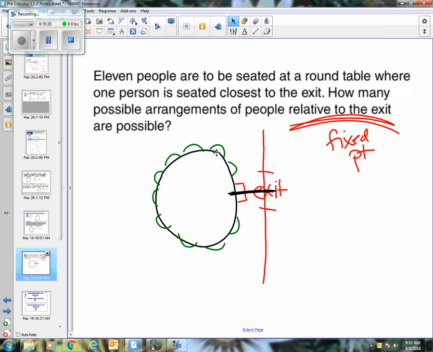So with respect to the exit, think of that like your fixed point, like your clasp on a bracelet. So when I look at that, I have to take into consideration that this is really just like a line. Circular with a fixed point is just like linear. So this would be 11 factorial ways I could seat them. Now, if there wasn't that relative to the exit, if I changed the question to be, how many ways can you put 11 people around a table? That would be 10 factorial, or 11 factorial, divide out the 11 ways that those rotations are all the same. So when we think about this, we really have to look for that idea of fixed point.